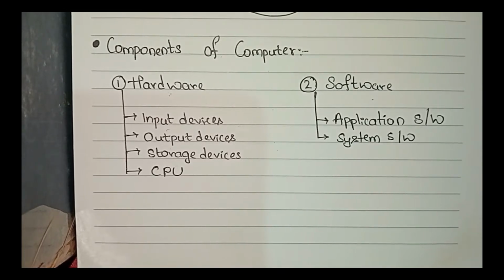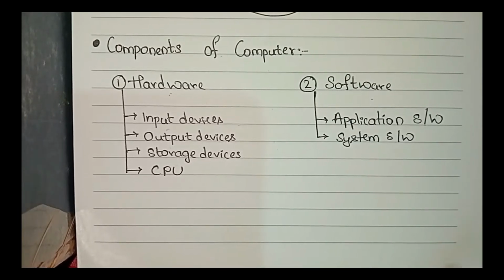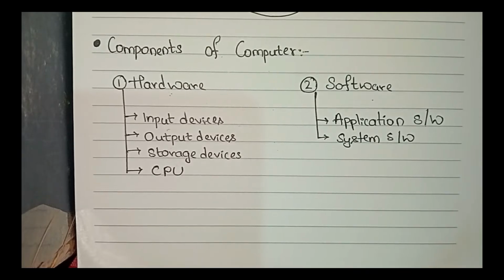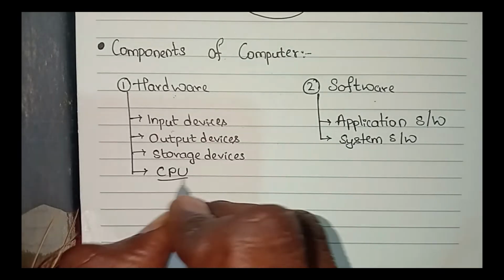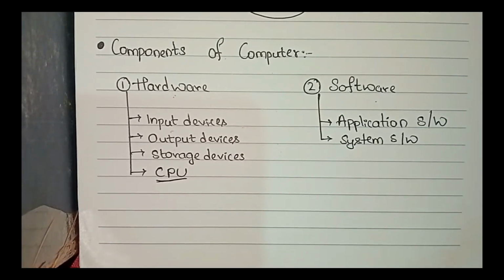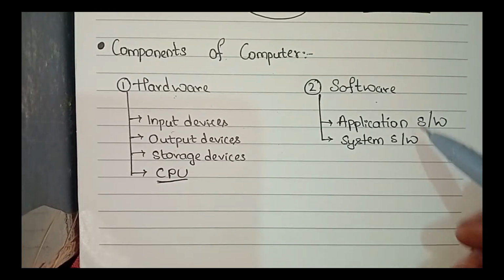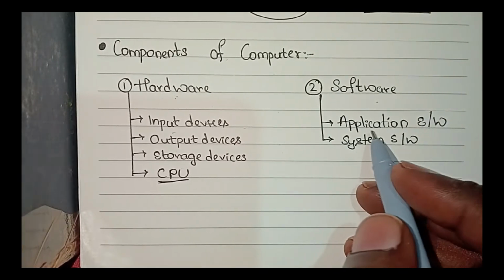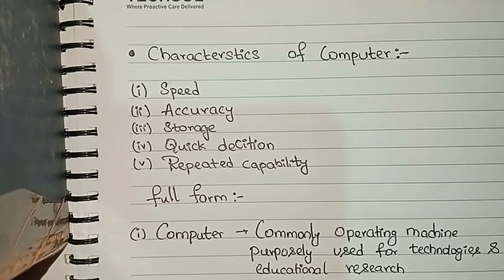And the output devices are basically those which give the output. The storage devices are the things which store the data inputted by the user. CPU is the brain of the computer. It is also called the central processing unit. Coming to the software, there are two types of software: one is application software and the other is system software.